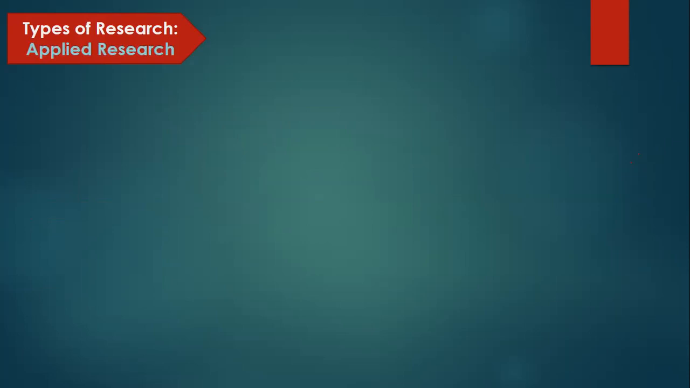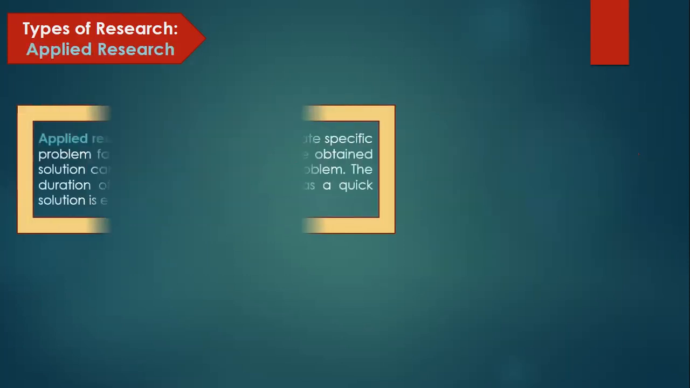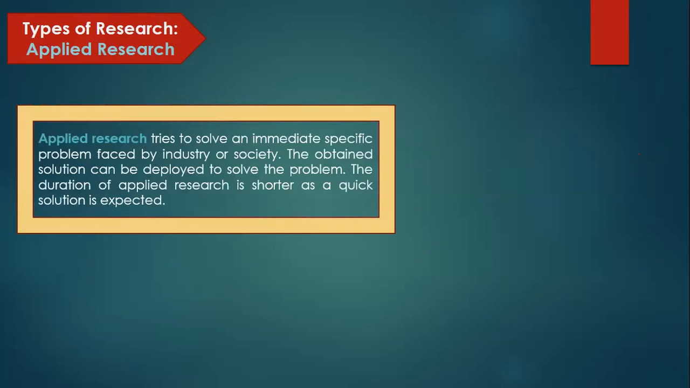Okay, so the basic research, again, has a broader scope compared to other research, specifically applied research. So in comparing the applied research and the basic research, the basic research has a broader scope. The applied research tries to solve an immediate specific problem faced by industry or society. So this type of research is in contrast with the basic research.